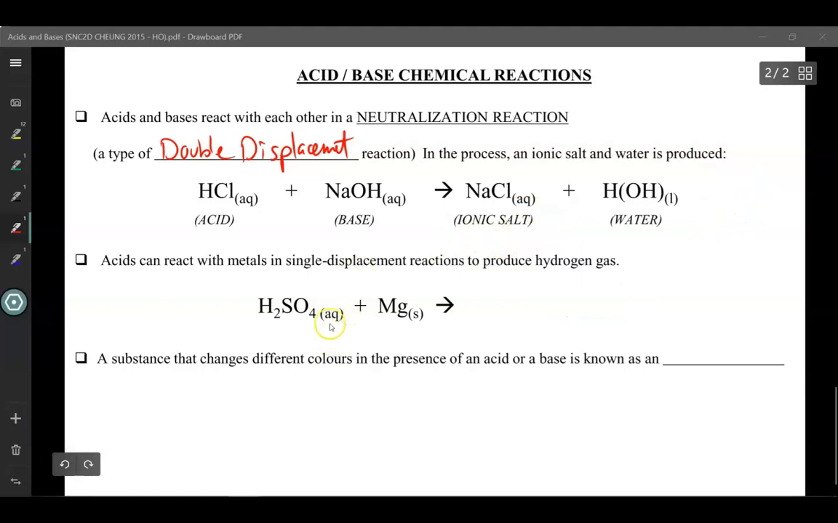Now, as we saw earlier, acids can react with metals in a single displacement reaction, so please predict the following chemical reaction. Press pause, when you're ready press play, and we will take it up.